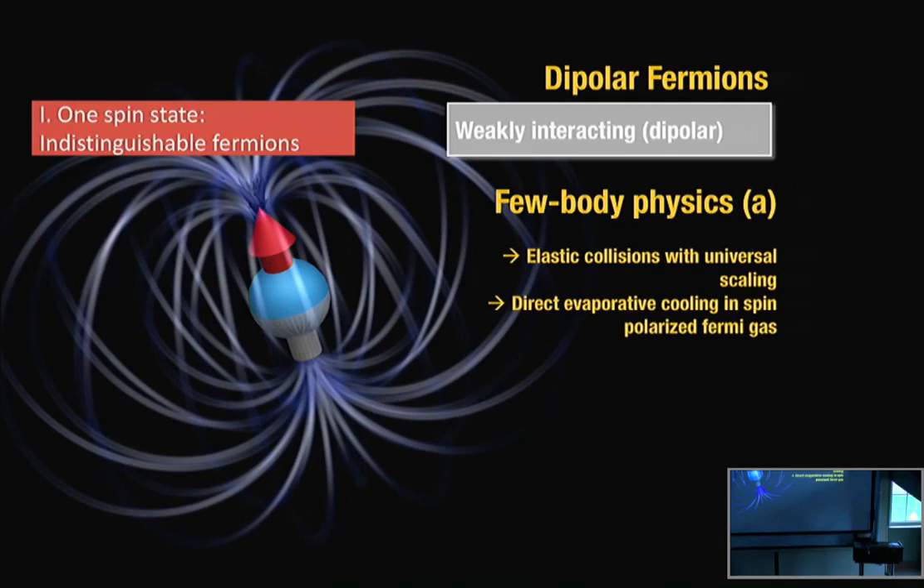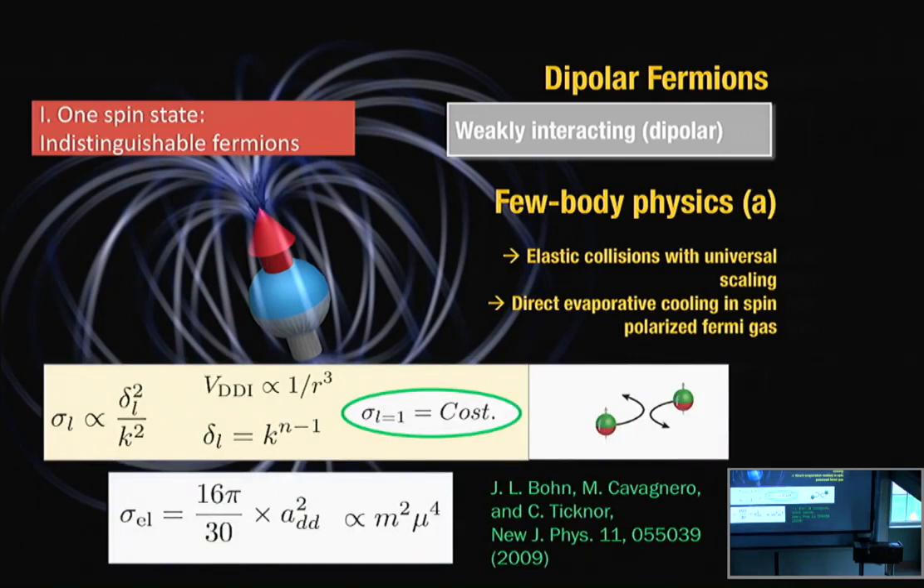Moreover, which is kind of amazing, the elastic collisional rate is a constant, but also acquires a universal value. Very simple. The elastic cross-section depends on the so-called dipolar length, which is nothing else than something depending on the magnetic moment and on the mass. This universal scaling was predicted explicitly, with this equation, by John Bohn and Tickner back in 2009.